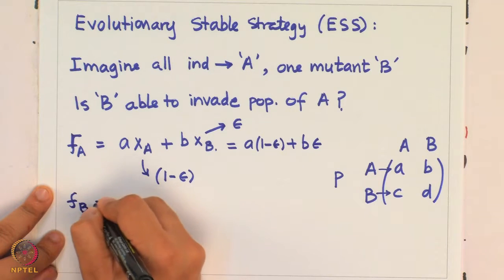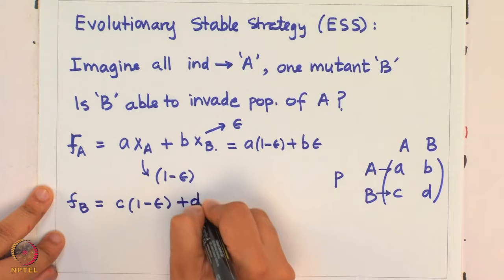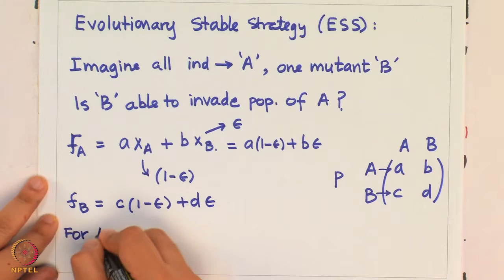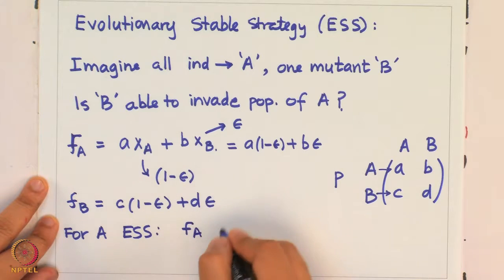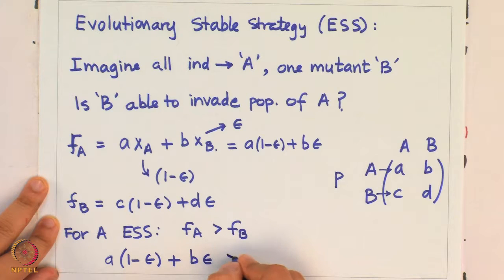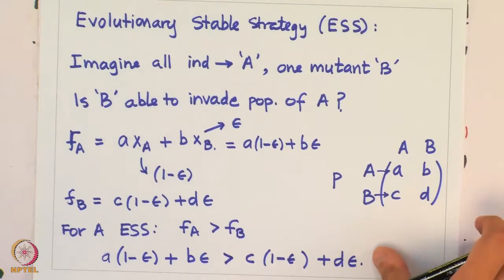Consequently, the fitness of B at that point is just going to be C into 1 minus epsilon plus D into epsilon. And the condition for A to be ESS is that FA at this instant should be greater than FB, which is A times 1 minus epsilon plus B epsilon should be greater than C into 1 minus epsilon plus D epsilon. Okay. So, let us finish this in the next couple of steps.